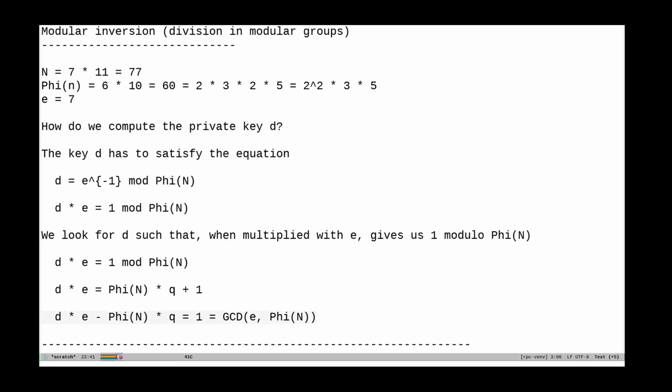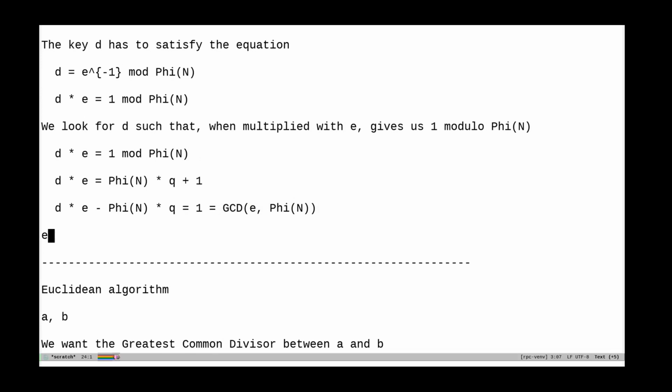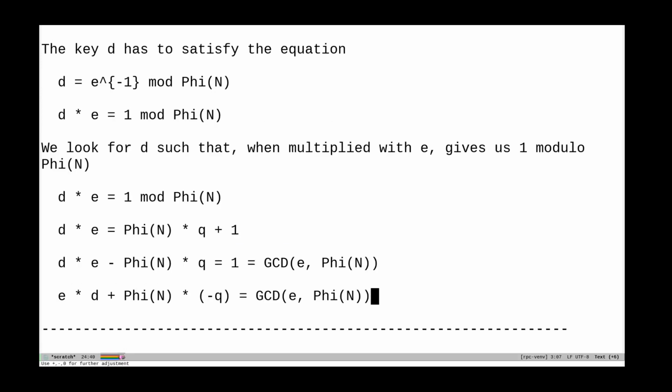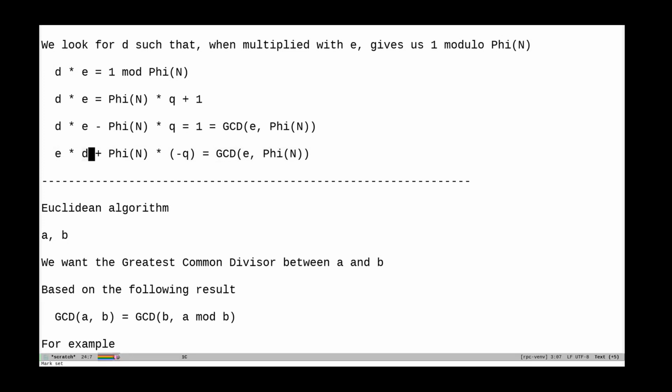It means that this equation is like finding two coefficients that, when you multiply e and phi of n, you get essentially 1. So we could write this as e times d plus phi of n times minus q equal to the GCD of e and phi of n. If we are able to find, with our algorithm, this d and also minus q, with the minus q we don't really care. We care about the d.